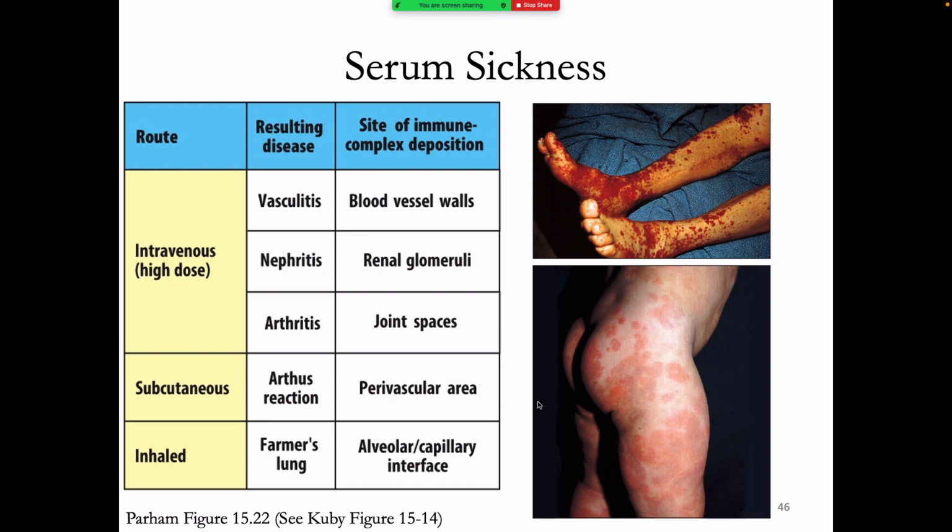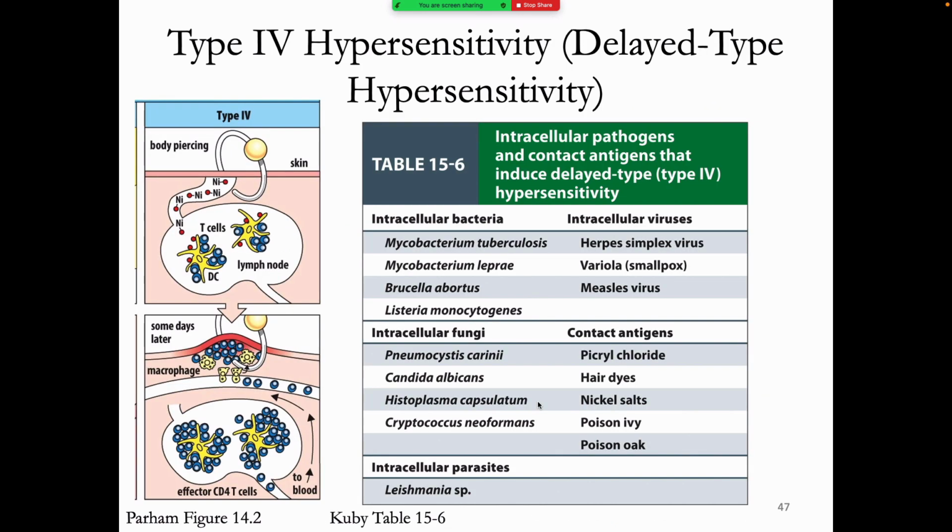All right. So that was our type 3 hypersensitivity response. And now we can talk about our type 4 hypersensitivity response. Like number 1 and number 3, number 4 also has another name. The other name for number 4 is a delayed type hypersensitivity response, or sometimes known as a DTH. So I usually refer to these as a DTH.